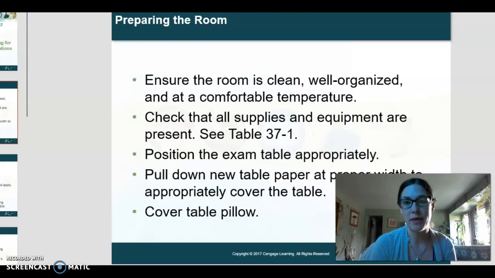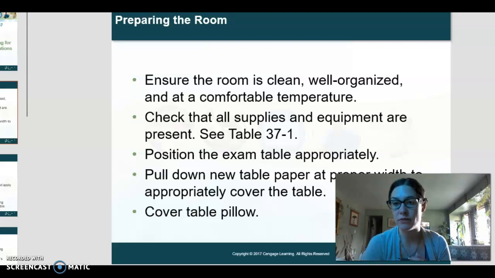We're talking about preparing the room, first of all. Before a patient ever gets into the examination room itself, every room has to be clean and well organized and at a comfortable temperature. 72 to 73 degrees. You're going to have geriatric patients that are on blood thinners, and they tend to run cold. Blood thinners, Coumadin, warfarin, any of those things that you take to kind of keep you from getting a stroke from atrial fibrillation, AFib. Your geriatric elderly population is always going to be cold.